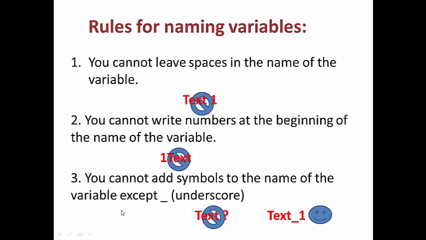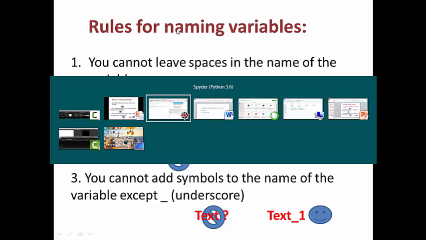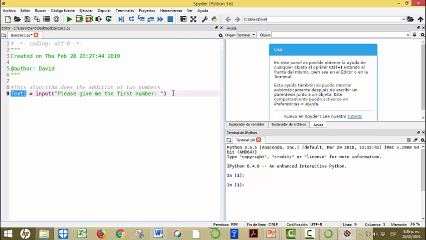And finally, you cannot add symbols to the name of the variable, except the underscore, la rayita abajo. Okay, you cannot write something like text interrogation mark. This symbol is not allowed. You can write text underscore 1. Okay, so these are the rules for naming, para nombrar, for naming variables. Okay, let's continue.